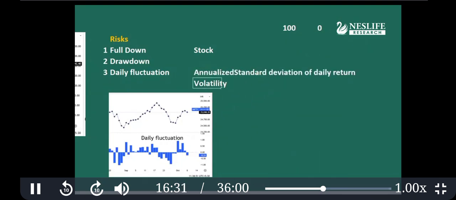First, understand the definition of volatility. Volatility is the annualized standard deviation of daily return. There are three words: daily return, standard deviation of daily return, and annualized. And this is what they talk about as risk.